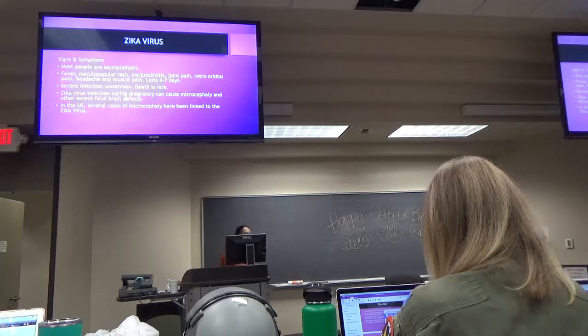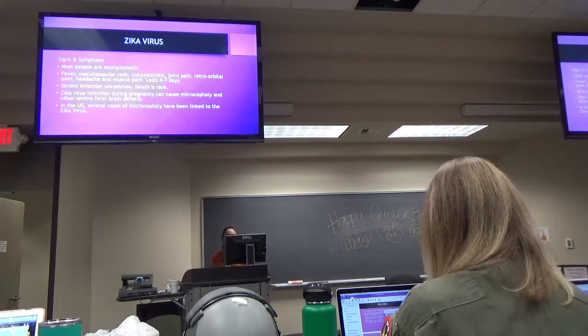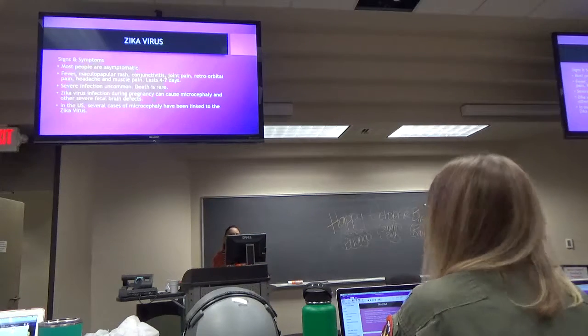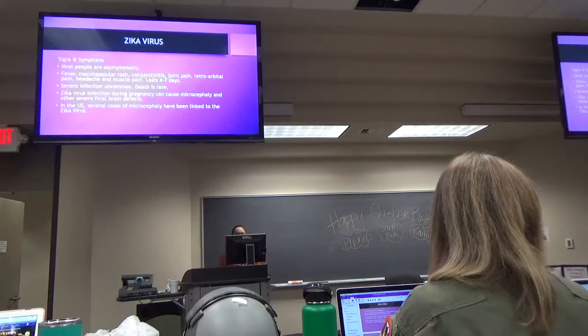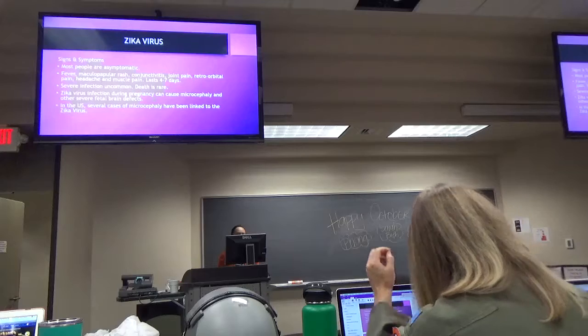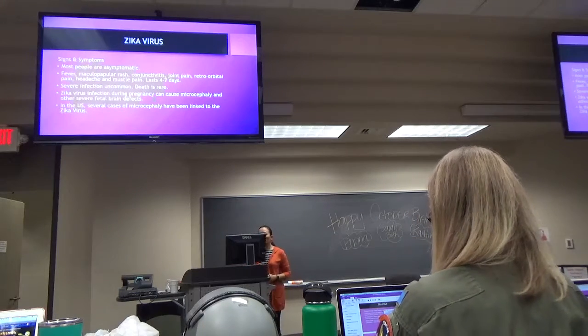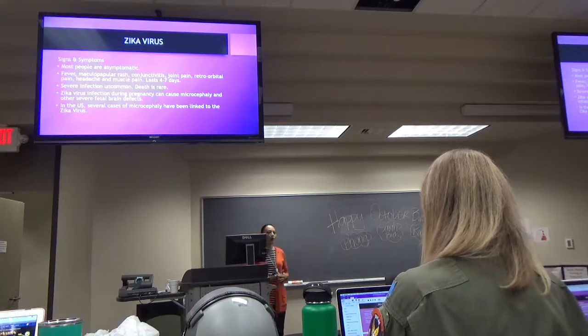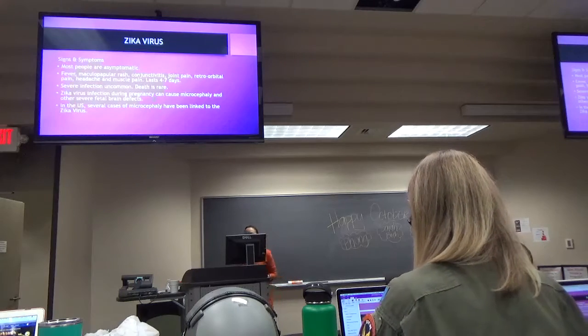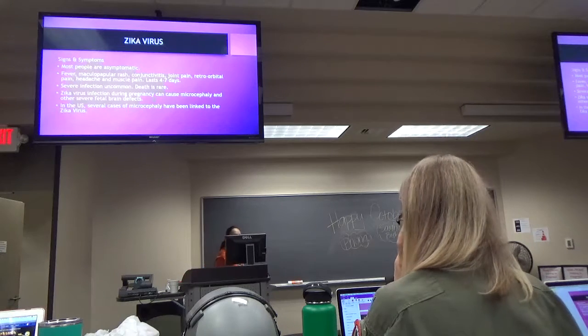Signs and symptoms, because I'm sure that guy wasn't sick. Did he say he was sick or anything that gave blood? So most people are asymptomatic, but you can develop fever, rash, arthralgias, myalgias. Severe infections are usually uncommon. Death is rare. But the reason why Zika virus is bad for pregnant women is they can cause microcephaly in babies and severe fetal brain defects.